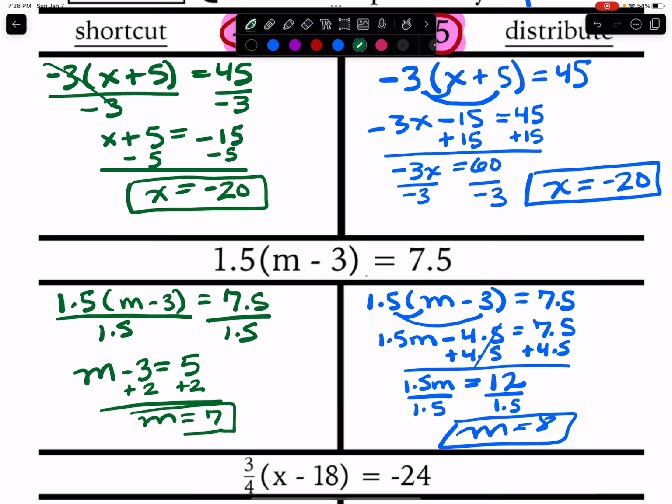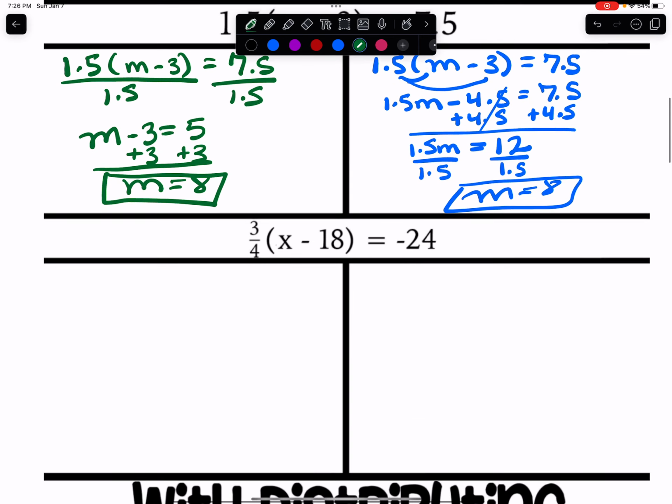However, whoops. Oh, goodness. Do you guys see my mistake? It's just a test. I want to add 3 to both sides. So I get 8. And this is faster, like I said, but we get the same answer, right? And I don't really care which way you do it, as long as you show all of your steps and you get the right answer. So if you're more comfortable distributing, go ahead and do it that way.